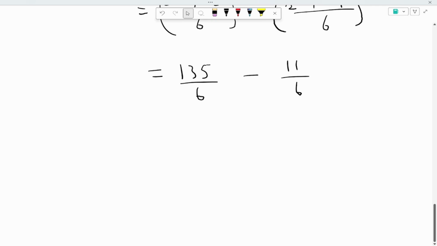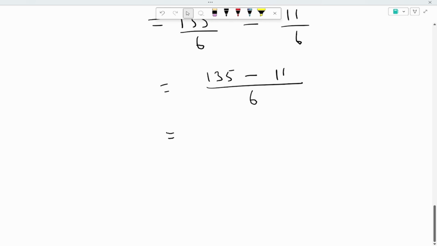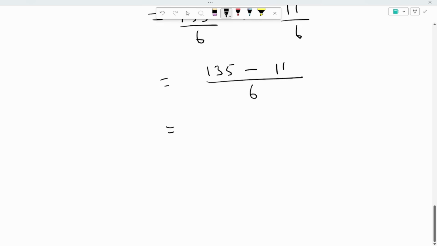So of course the LCM here is 6. You understand? So 6 divided by 6 is 1. 1 times 135 is 135 minus 6 divided by 6 is 1. 1 times 11 is 11. So at the end of the day, you are going to have take one here 4, take one from here 2, then bring down this one all over 6.